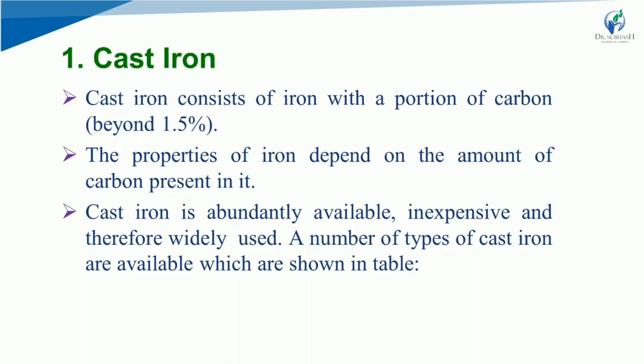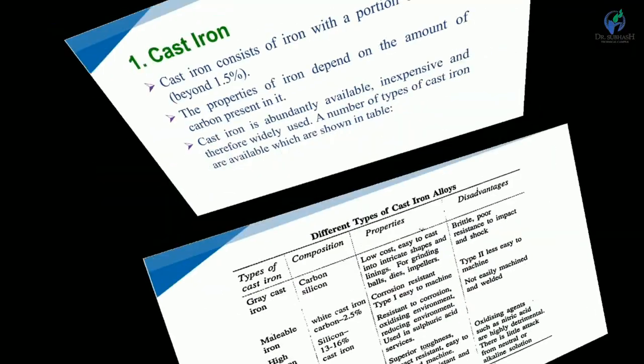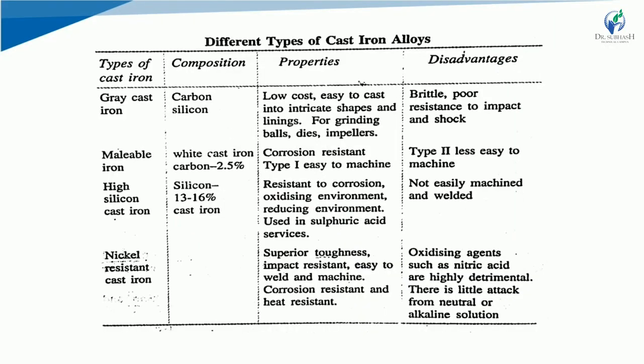A number of types of cast iron are available, which are shown in the table. There are so many types of cast iron available. They are also not that costly, and you can easily afford them, and therefore they are widely used. So here is the table. These are the different types of cast iron alloys. You can also pause the video here if you want to jot it down on paper.